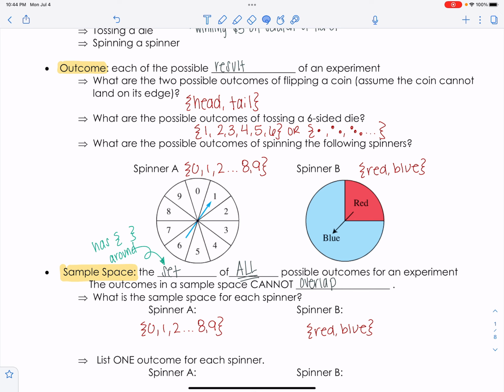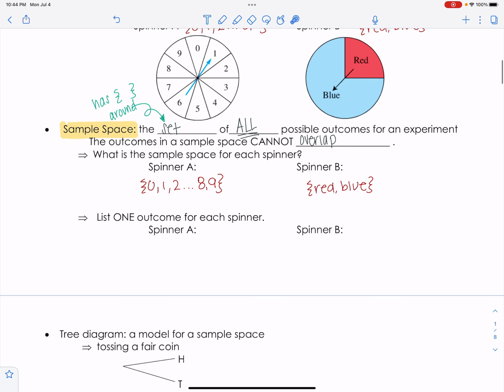The big thing, though, with sample space is this part right here, that it has to have those curly brackets around it because it is a set. A set just means that it's a group of items, numbers, letters, whatever the case. And then my last thing says list one outcome from each of the spinners. So now I'm not listing all the outcomes. I'm not listing the sample space. I'm just listing one outcome. Truly you could list any of these. I'm going to pick the number 6 from spinner A. For spinner B, you could not pick orange because that's not something I could select from my spinner.